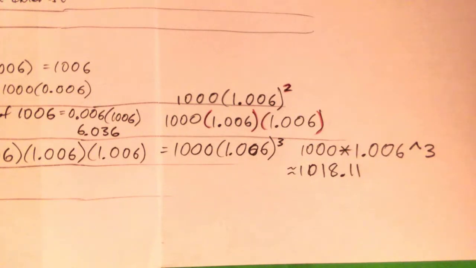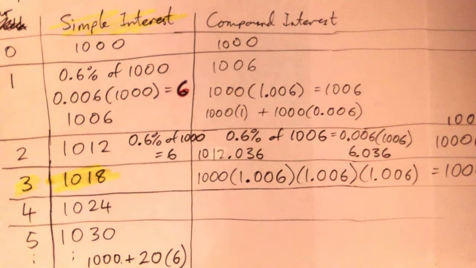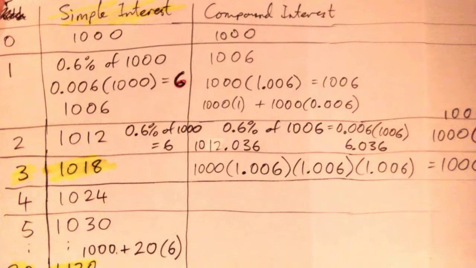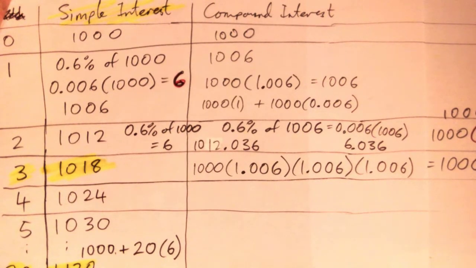Yeah, I'm upset with myself for not explaining this properly. Anyway, year four, right? We're doing compound interest. Go ahead and figure out what's in the account at the end of year 4.